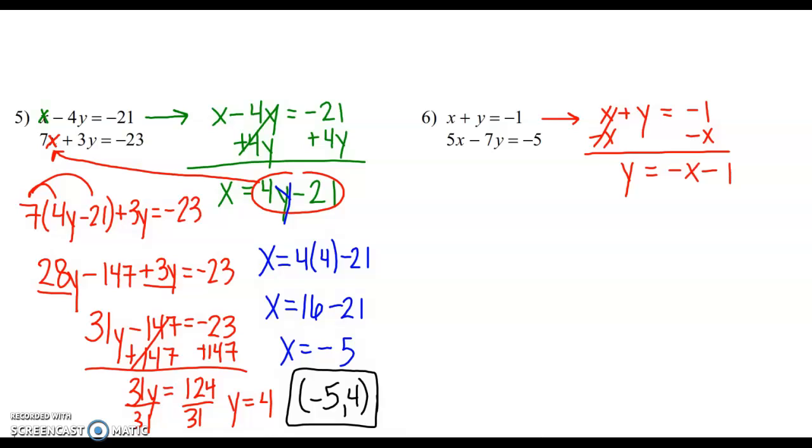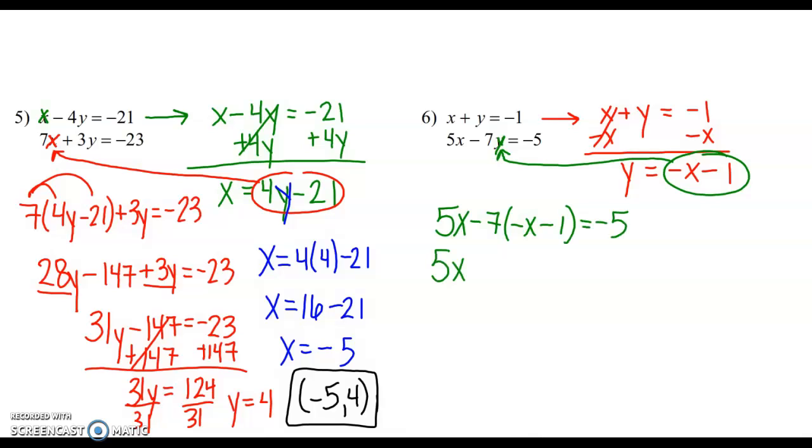So now that I know that y equals negative x minus 1, I'd substitute that in for y in the bottom equation. So I have 5x minus 7 times y is negative x minus 1, still equal to negative 5. I would distribute. So 5x, negative 7 times negative x is positive 7x. Negative 7 times negative 1 is positive 7, still equal to negative 5.